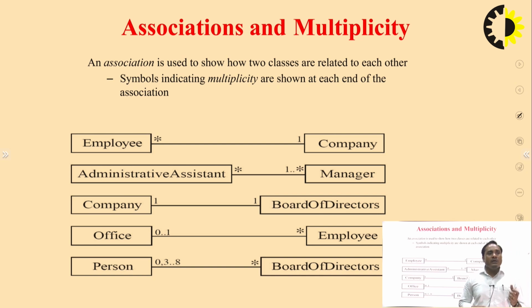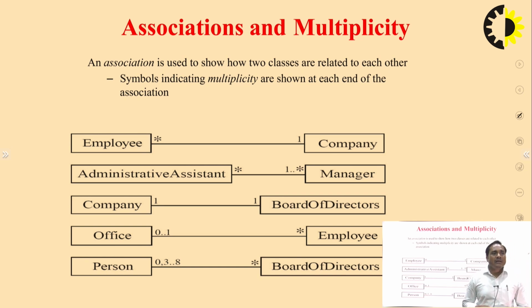Now in the fourth diagram, office is connected to employee. With 1 on one side, one office is connected to more than one employee, so it shows a one to many association. In the last figure, person is connected to board of director. The number of persons ranges from 3 up to 8, so it varies from 3 to 8. The board of director may vary, it may be a many relationship. So it shows 0 to many, 3 to many, 8 to many.